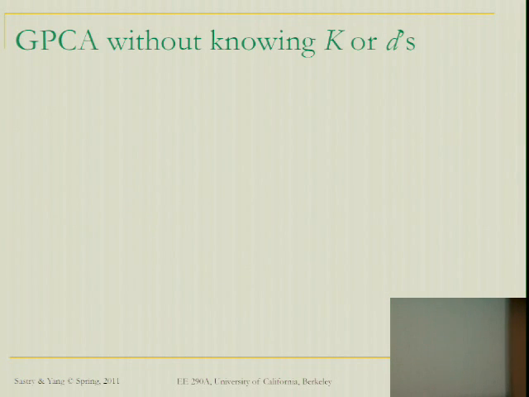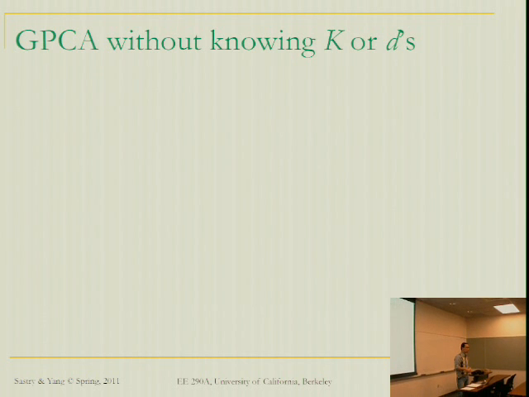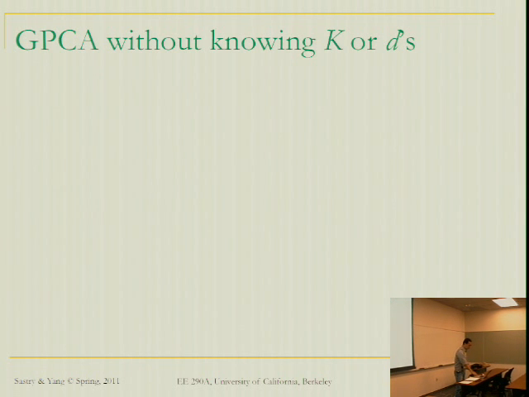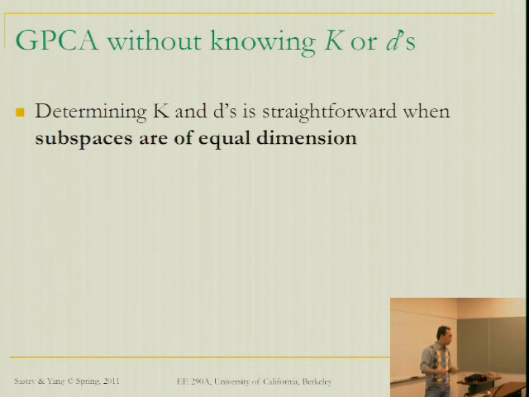So now let's go very quickly to cover the second situation. That is, we know GPCA with known K and D, but how do we proceed to solve GPCA without knowing K and D? Well, let's consider several cases. The first case is that if we know that all the subspaces are of equal dimension, then determining K and D is still straightforward. So what are you going to do?